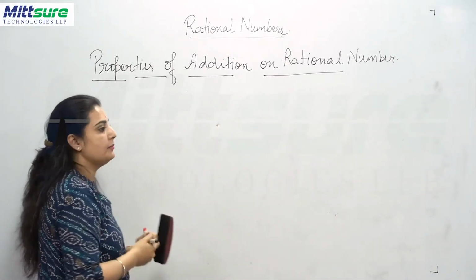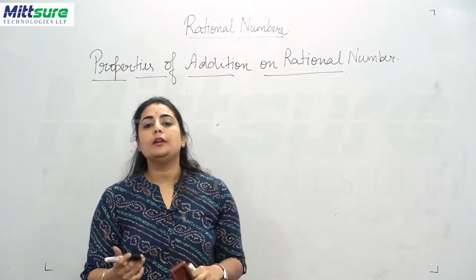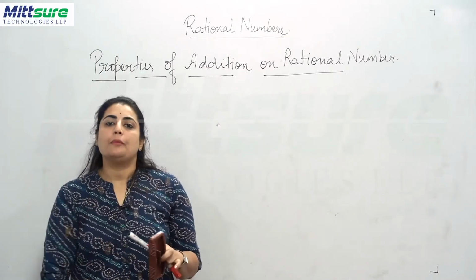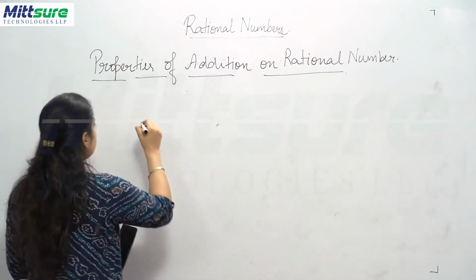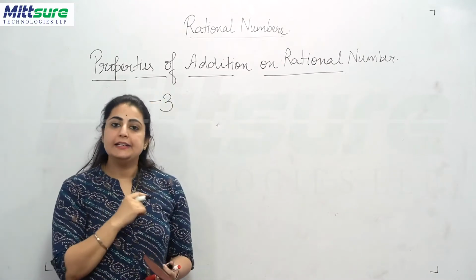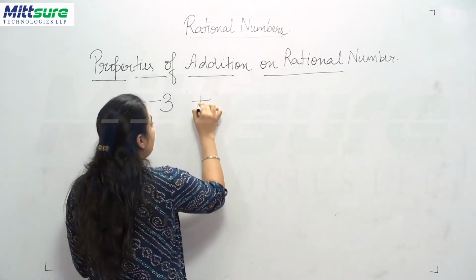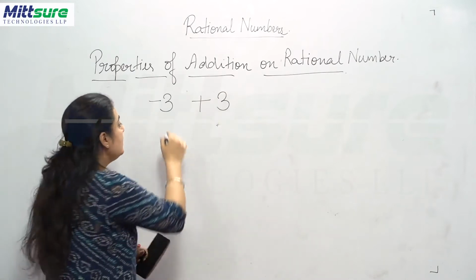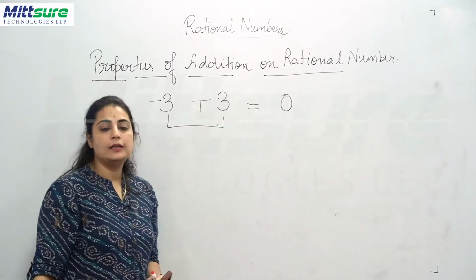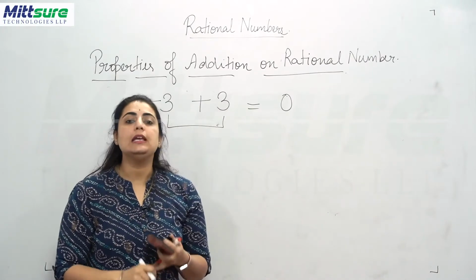Now let's talk about the last property of addition on rational numbers. This property talks about the existence of additive inverse of a rational number. Now what is first of all an additive inverse? Let's recall the concept from the integers, right? If suppose I have minus 3, if I have to write its additive inverse, what will be the additive inverse? I will change the sign and it will be plus 3. And when these two will be solved, what will be my result? 0.